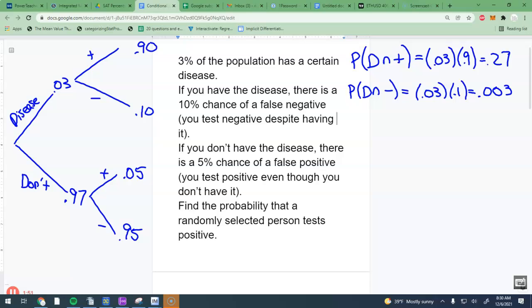Don't have the disease. So I'll say no disease, ND. Is that cool? And test positive. 0.97 times 0.05. So what is that? 0.0485. Pretty sure that's right. 0.0485.